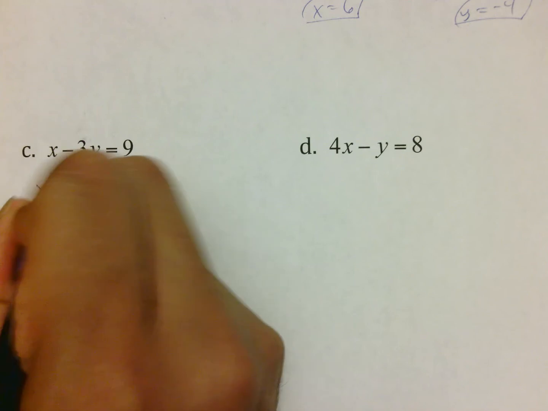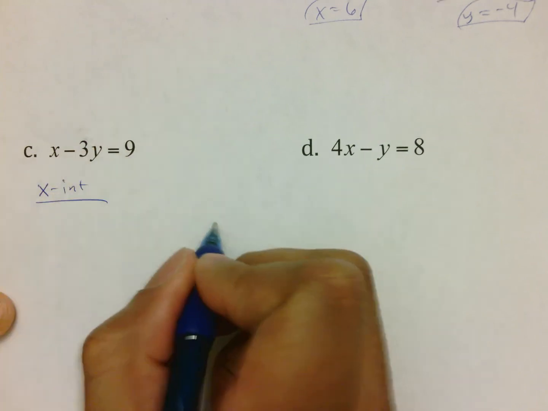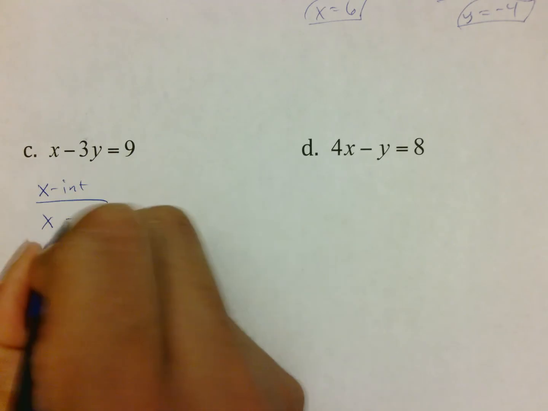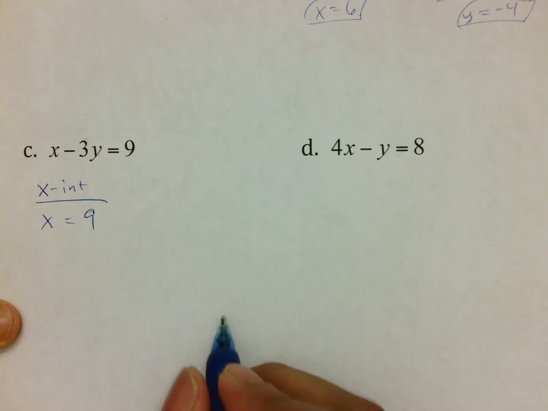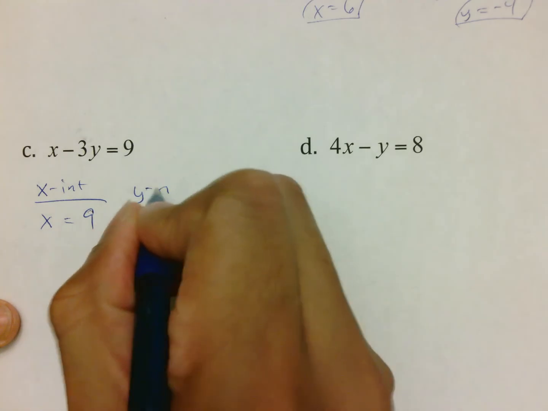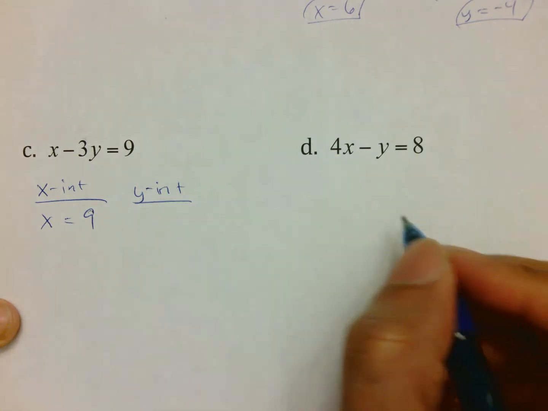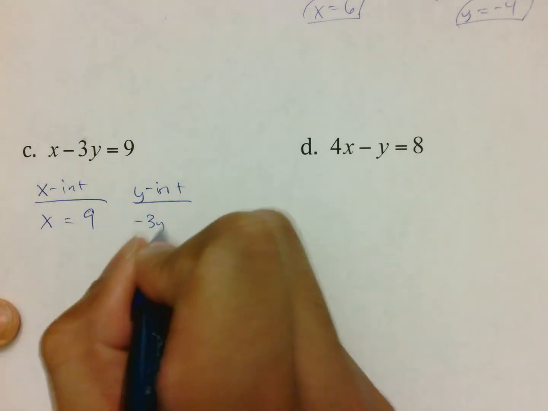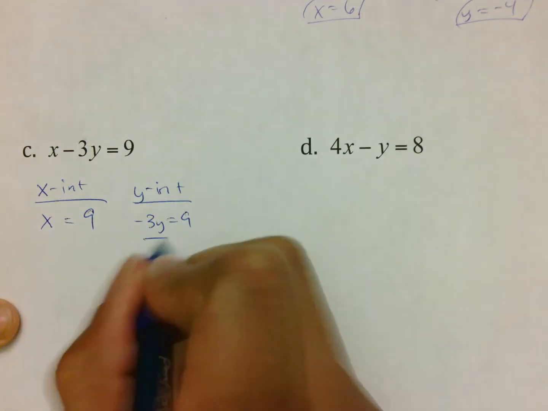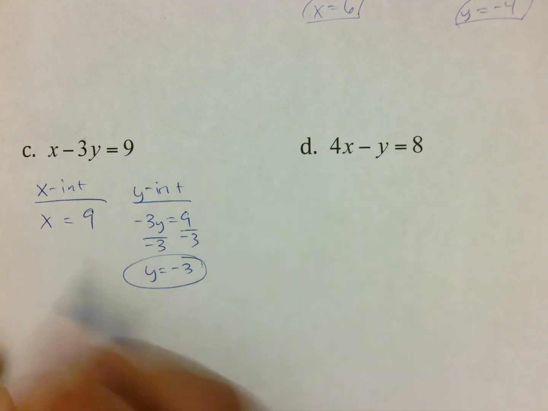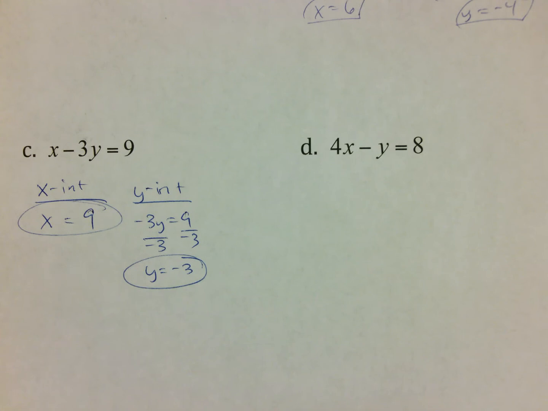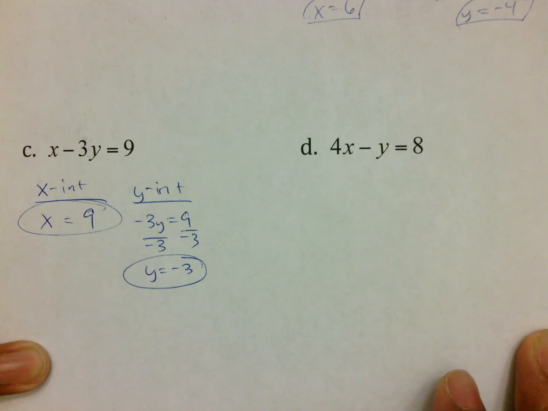Again, if you want your x-intercept on this, ignore y, which means x comes down, 9 comes down. That's it. There's no solving to do on that one. Your y-intercept, on the other hand, you ignore your x, you bring down your negative 3y and 9. You divide by negative 3, and y is negative 3. That's your x-intercept and your y-intercept. So again, it's not too bad. You just got to make sure you practice like you're supposed to.